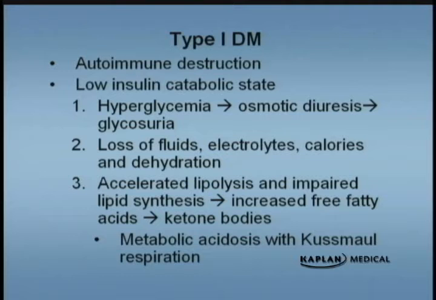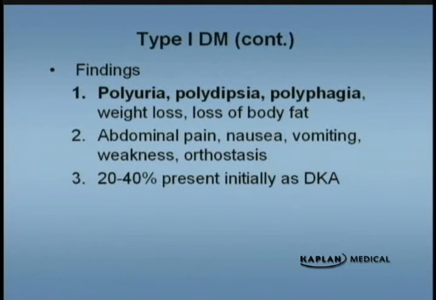We don't have to do a lot of glucose tolerance tests. These patients come in already with diabetic ketoacidosis. So there you have the three Ps. They can sometimes complain of abdominal pain. They can have vomiting, and up to half of them actually present with DKA.